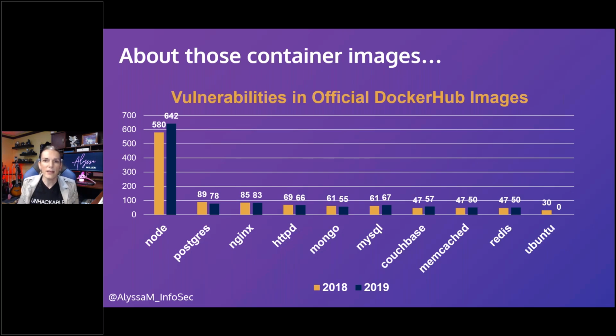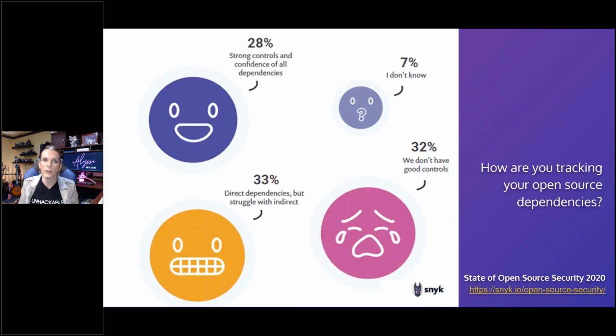But the fact of the matter is, as crucial as it is for us to understand our dependencies and to understand how we're using open source software, I'll go back to that report one more time. We asked in our survey, how are you tracking your open source dependencies? And what we found, I wish I could say it was shocking. It's not. It's definitely alarming. You see here that 28% were confident.